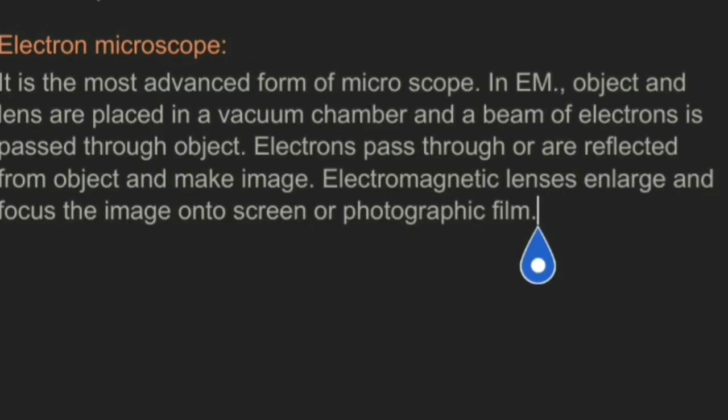Next is electron microscope. Electron microscope is the most advanced form of microscope. In electron microscope, object and lens are placed in a vacuum chamber and a beam of electrons is passed through the object. Electrons pass through or are reflected from the object and make an image.